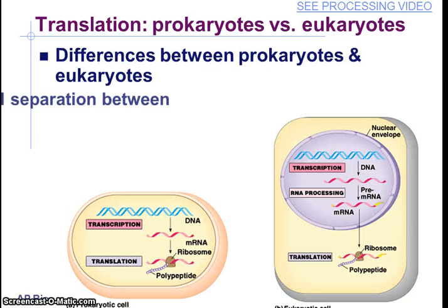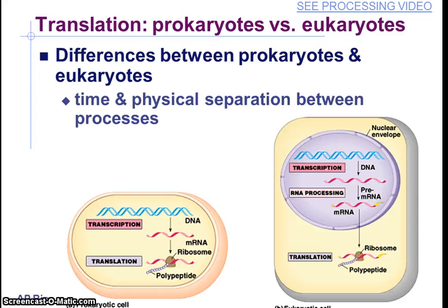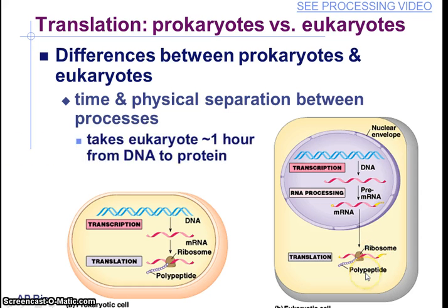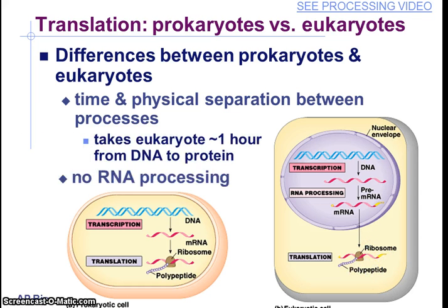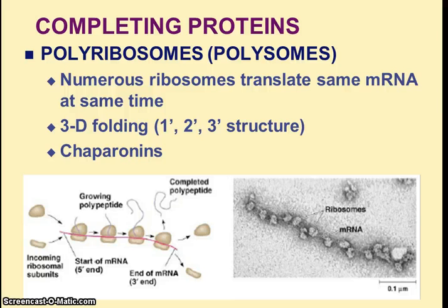During translation, there's no physical separation. So here's our prokaryote. It can happen right away, whereas in eukaryotes, you have to go into the cytoplasm. Eukaryotes takes about an hour, and prokaryotes don't need any processing. So we always show it with one ribosome, but no, many ribosomes, we can make many proteins because it can all happen at the same time.